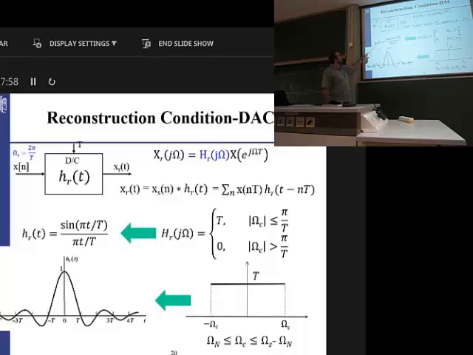And the same representation in mathematics is just the sinc. For example, if you want to write it down as the sinc of t, the sinc of t is sin(πt) over πt. But here we have sin(πt/T) over πt/T.